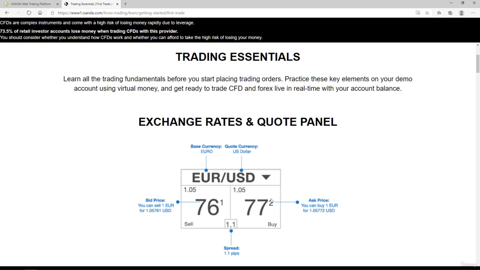So again, in our example here, if we want to buy 1 euro, we have to pay 1.0577. And if we sell 1 euro, then we only get 1.0576. And actually the buy price is also called the ask price, and the sell price is the bid price. Now, as you can see, there's a difference between ask price and bid price, and that's also called here the spread.